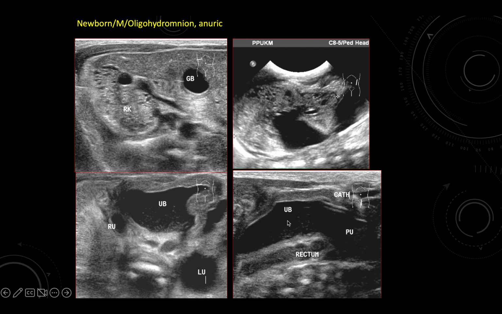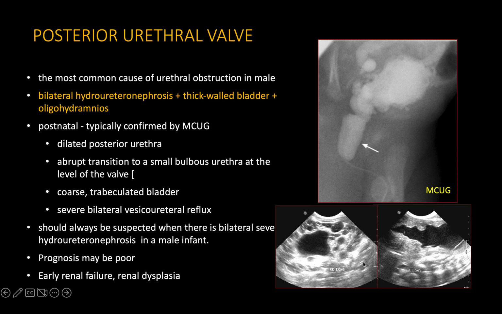Okay, and this is the time when we have to do an ultrasound and exclude what is happening in the posterior urethra. So this is the rectum, that's the urinary bladder, and we put our probe at the symphysis pubis, because that is a region of unossified bone, and we'll be able to assess the posterior urethra, and it looks dilated. Okay, so this is a case of posterior urethral valve.